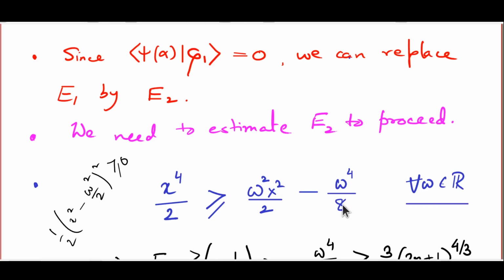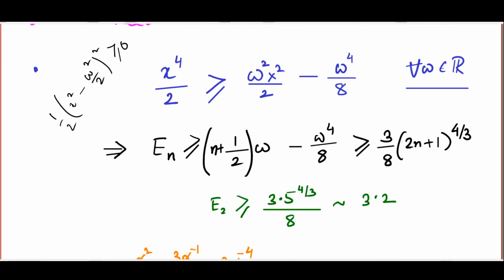Now the reason why we have done that is while we do not know how to find the energy eigenvalues and eigenfunctions for this particular potential, we do know how to find all the energy eigenvalues for this potential, which is nothing but the harmonic oscillator potential with a constant shift in the energy. And because this potential is always bigger than this potential, the energy levels for this one will always be higher than the energy levels for this one. So in general, the nth energy eigenvalue for x to the 4 by 2 will definitely exceed the energy eigenvalue for this one, which means it's going to be greater than or equal to n plus half omega minus omega to the 4 by 8.